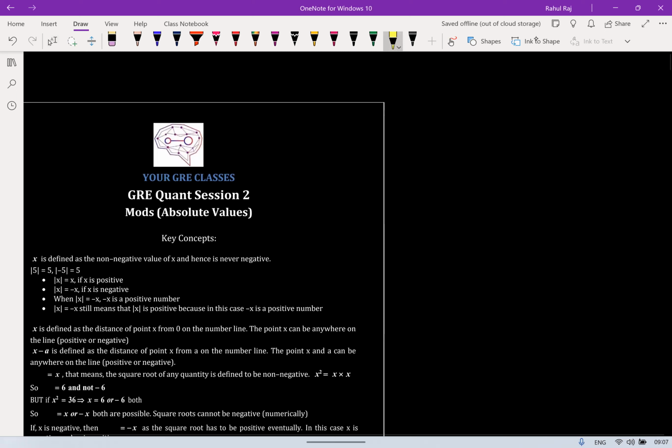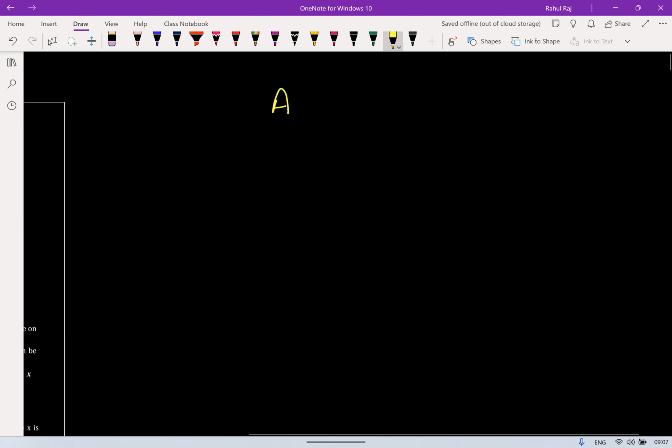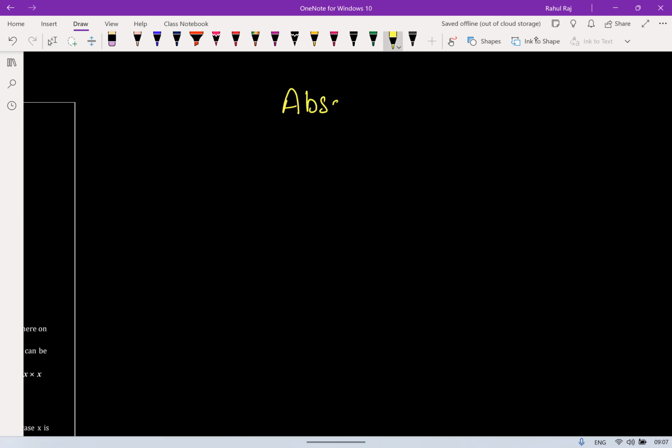So Alexa, there is just one concept of absolute value. It means that it's always positive. The only one concept that is related with absolute value means that this is always positive. Now, what do you mean by always positive? It means that mod, this is also called mod, can never be negative.